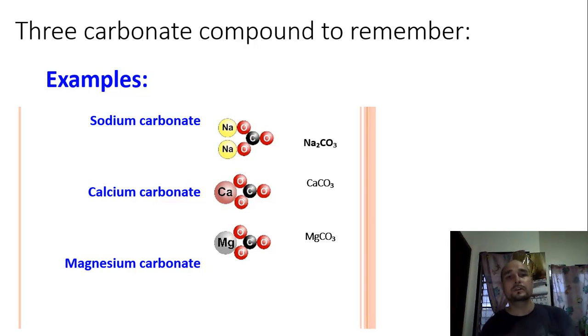So, there are 3 carbonate compounds that you need to remember. These are sodium carbonate, calcium carbonate, and magnesium carbonate. The metal comes first, the carbonate comes second, and the chemical formula for the ending, the carbonate, is CO3.